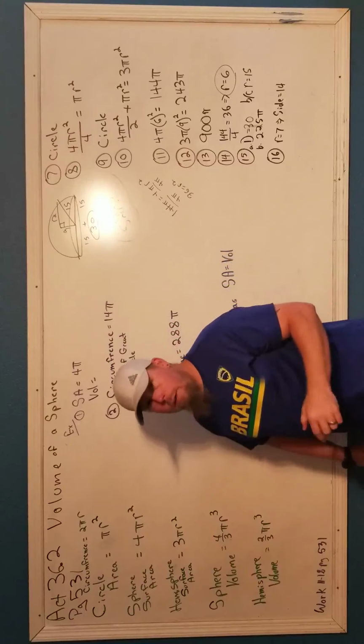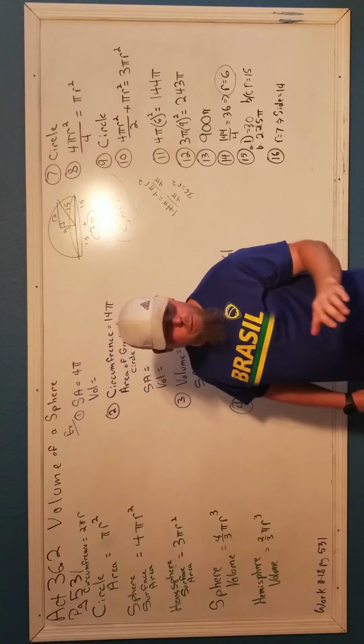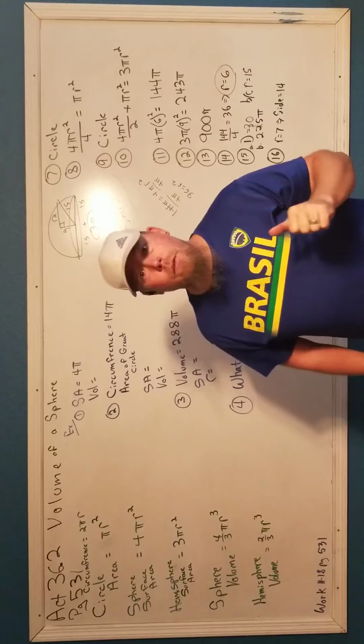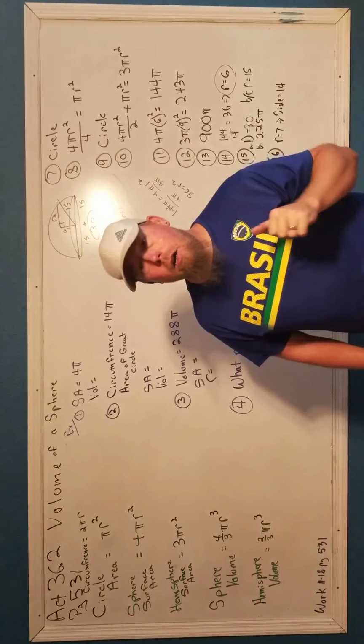So, volume of a sphere, I'm just going to give it to you, all right? The book has you work through it, and you're welcome to do the problems in the book, but I'm going to give it to you. The volume of a sphere is 4/3 pi r cubed.